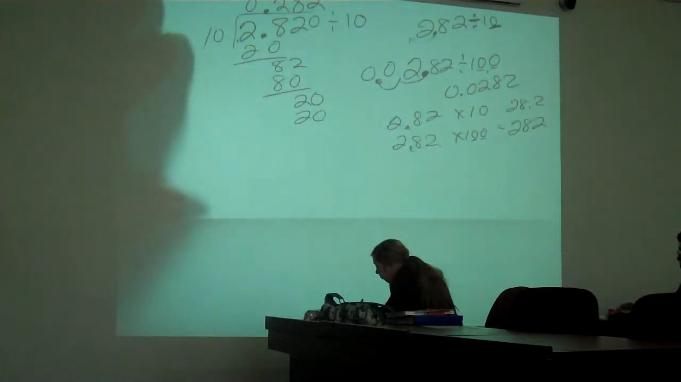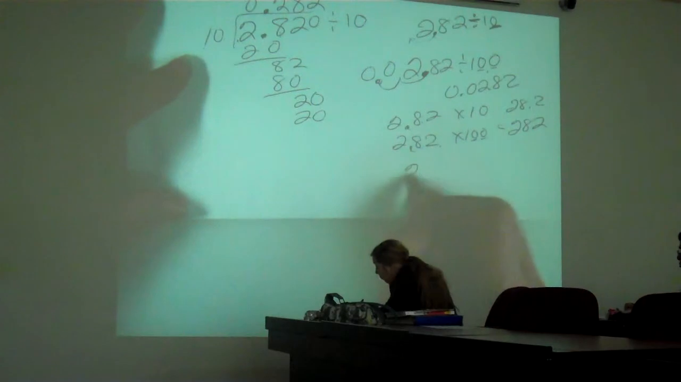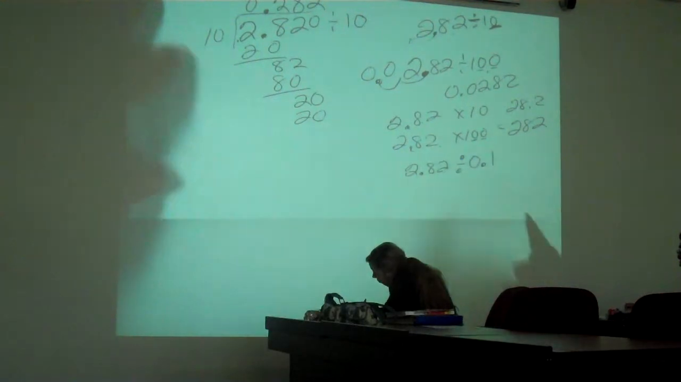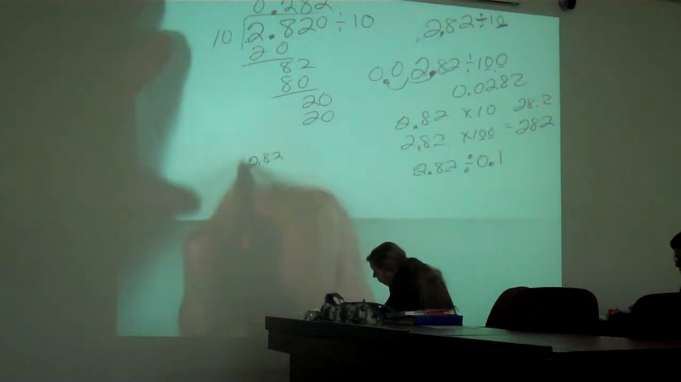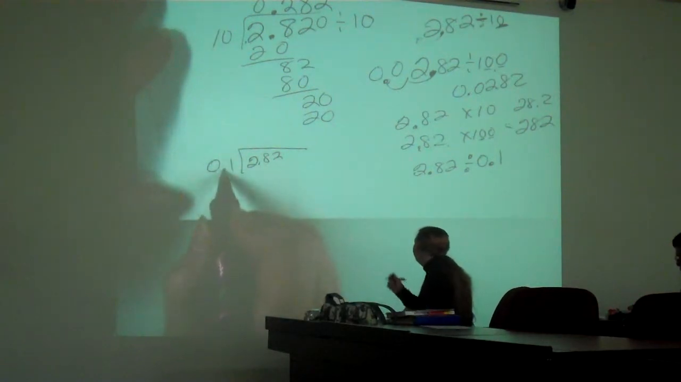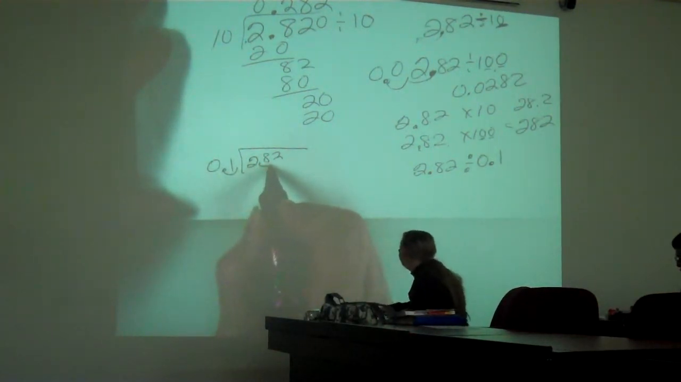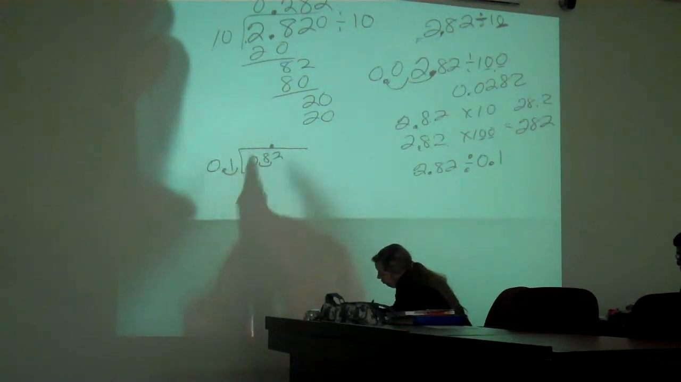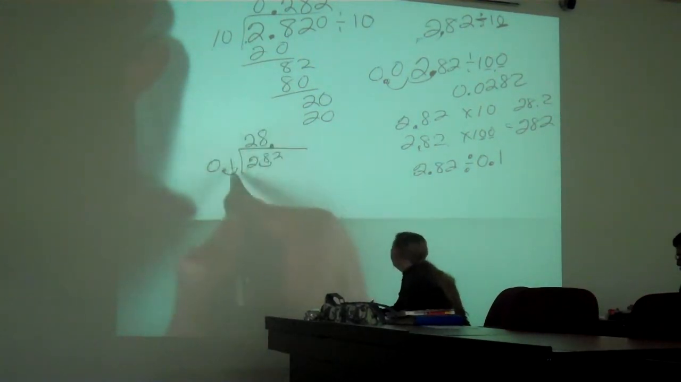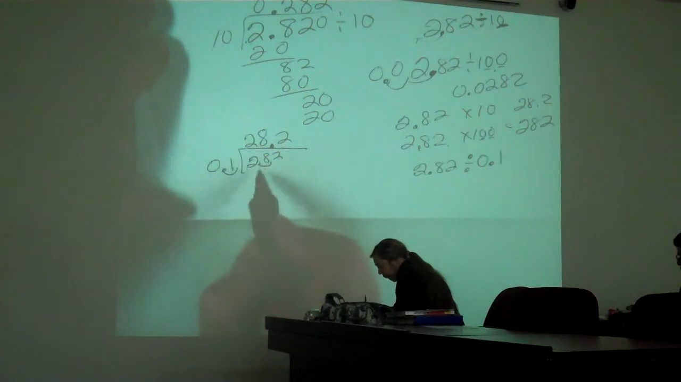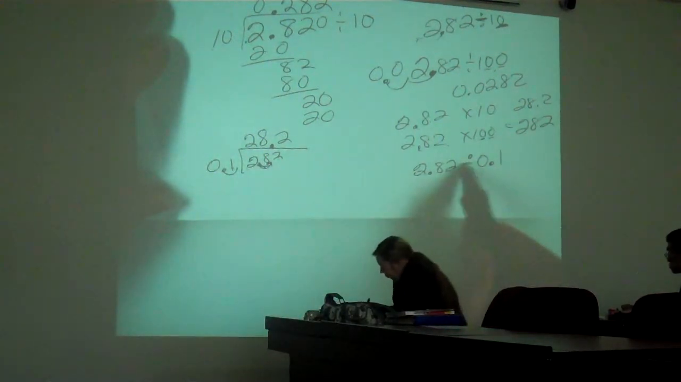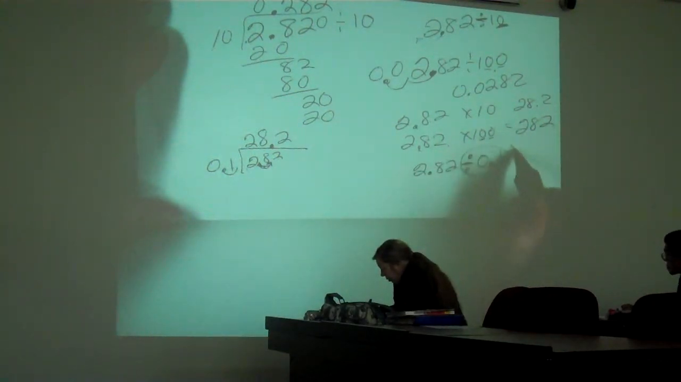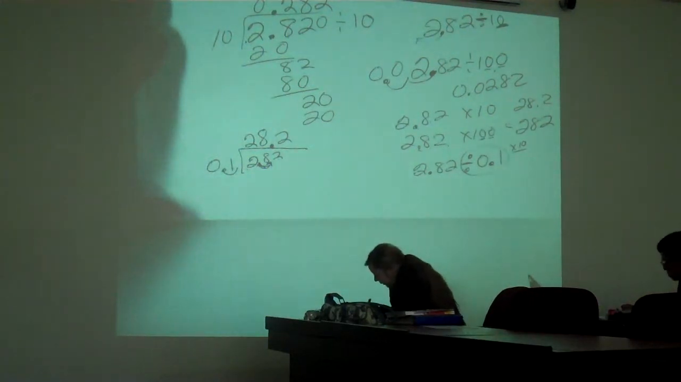Okay, how about if we divide by 0.1? 2.82 divided by 0.1. Move your decimal so it goes right there. 1 into 2 is 2. 1 into 8 is 8. 1 into 2 is 2. So we moved it the other way, didn't we? You're dividing by 1/10. This is the same as multiplying it by 10. You move it 1 time.